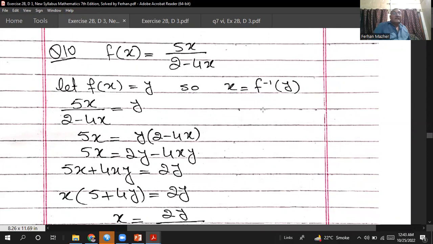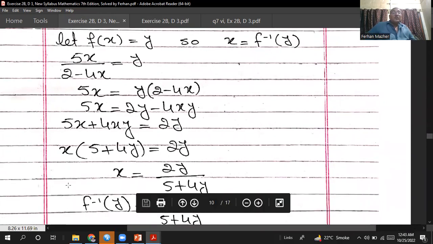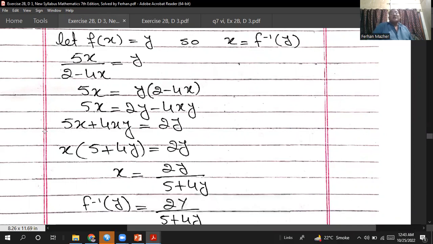I can take the x common because I want to make it the subject of the formula. The x was in 2 terms, so I brought those 2 terms on the same side, and then I have taken x common. So x common, bracket 5 plus 4y, bracket close, equals 2y. So x will be equal to 2y divided by 5 plus 4y.